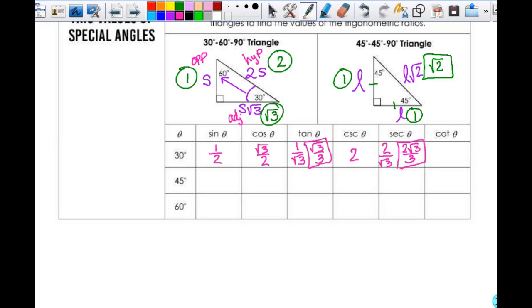Cotangent is the reciprocal of tangent. So what's that going to be? Square root of 3. I'd take the reciprocal there, so I don't have the square root of 3. Okay, everybody with me on all that so far?